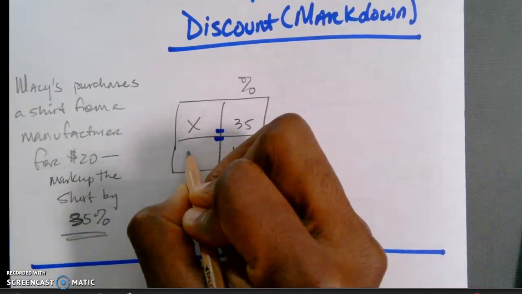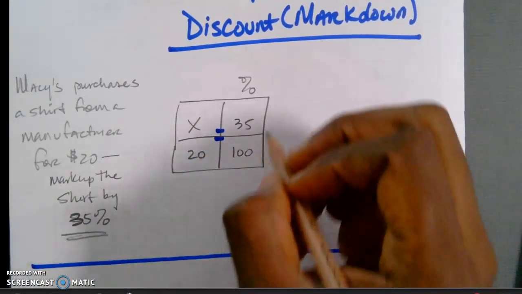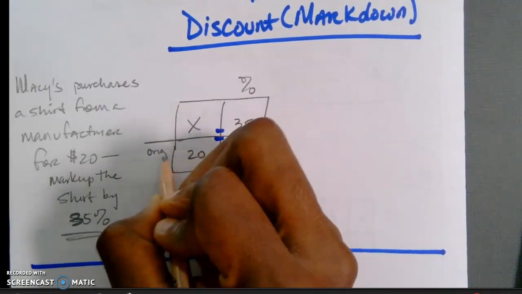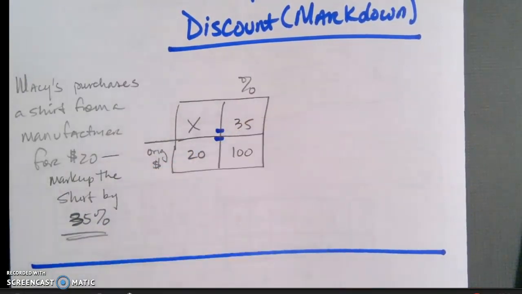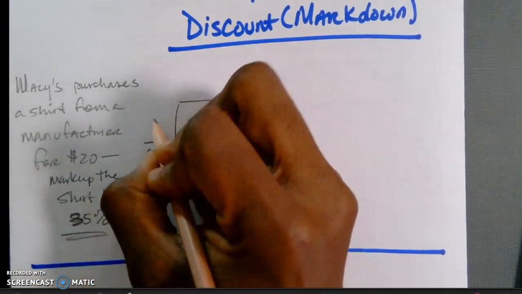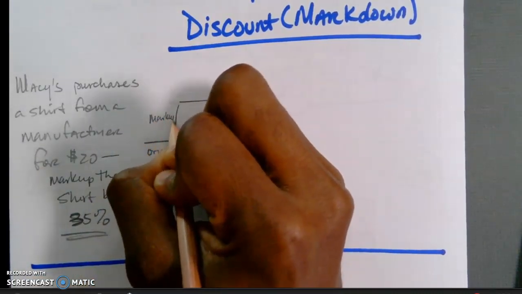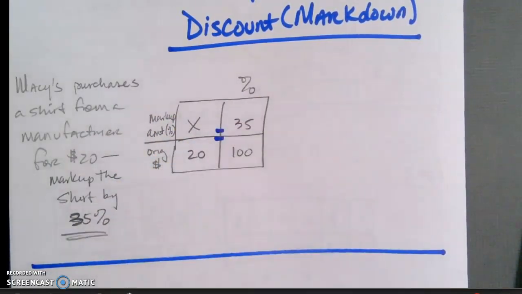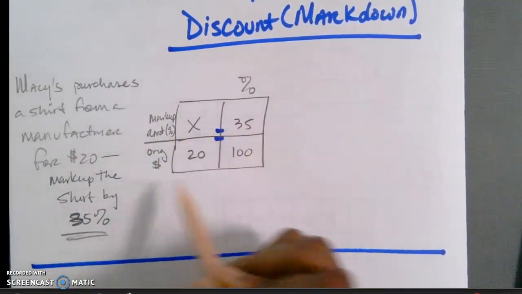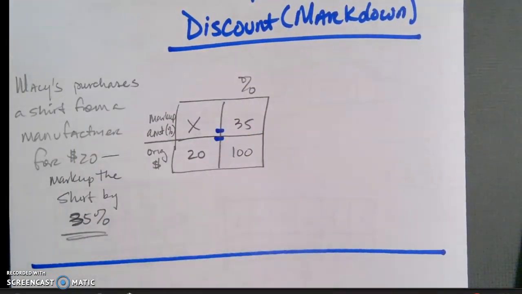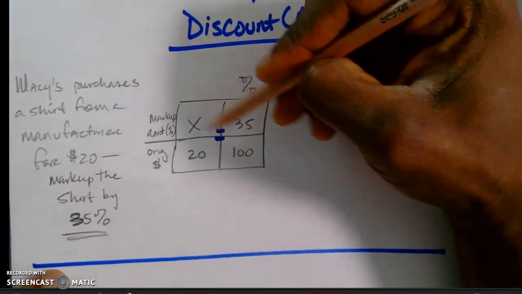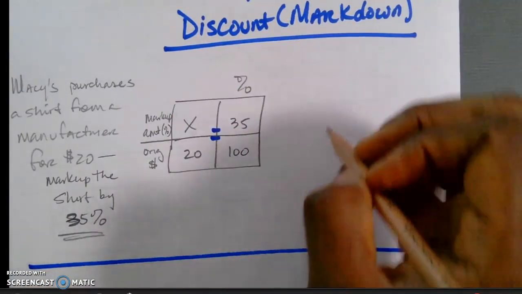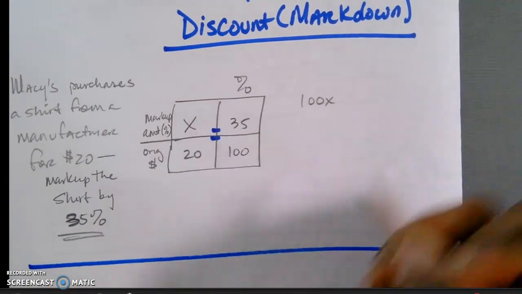Okay, and then I know that the original cost of my shirt was $20. So I'm going to put that as original amount, and I'm going to put this as my markup amount. In parentheses, I'm going to put my percentage because, again, we have a part over our whole. Okay, so what I'm going to do at this point is I'm going to cross multiply as the directions said. So I want to cross multiply. This becomes 100x.